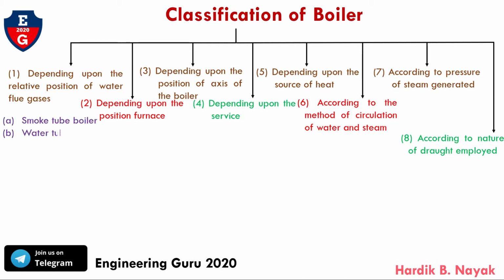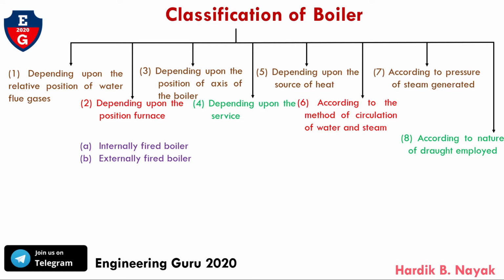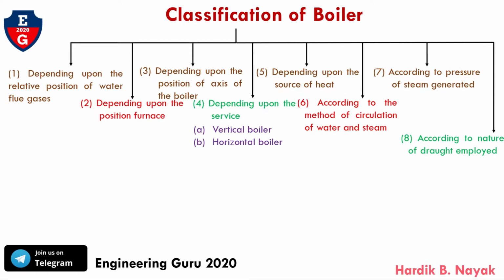So first, depending upon the relative position of water and flue gases, it is divided into two types, A smoke tube boiler and B water tube boiler. Second, depending upon the position of furnace, it is divided into two types, A internally fired boiler and B externally fired boiler. Now the third type is divided into two types, A vertical boiler and B horizontal boiler.